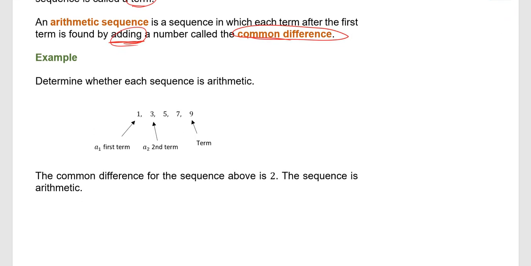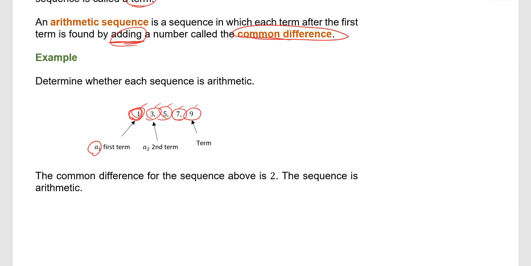Here's an example. Determine whether each sequence is arithmetic. So we have a sequence of 1, 3, 5, 7, 9. This is a sequence of 5 terms: 1, 2, 3, 4, 5. This is designated as the first term. 1 in this case is the first term, and it's expressed with the symbol A1.